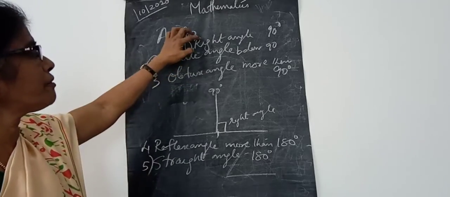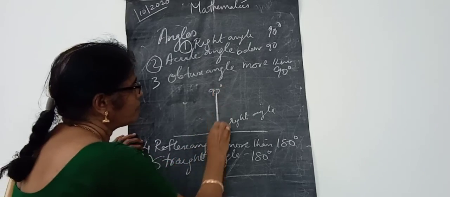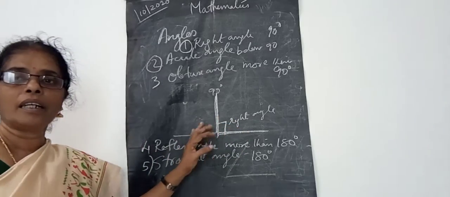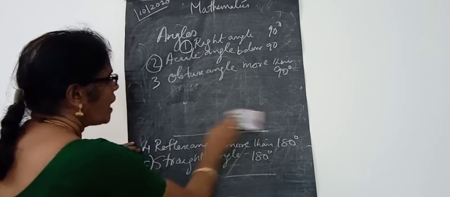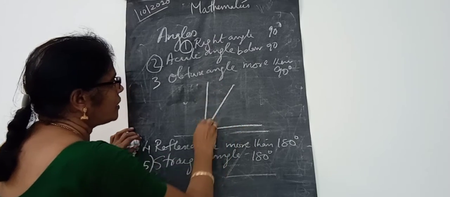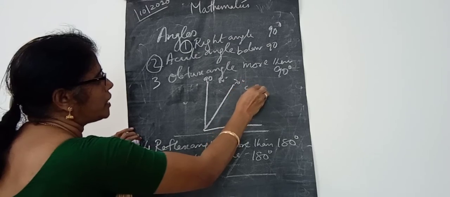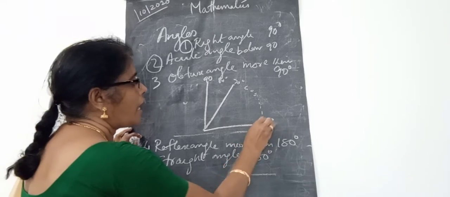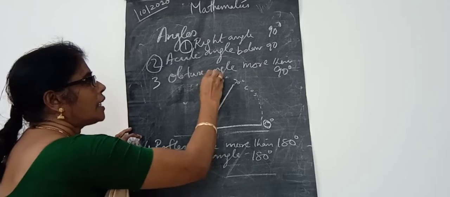The first one is the right angle, that is a 90-degree angle. Look here, this one is the 90-degree angle, the right angle. And acute angle means below 90 degrees. Here 90 degrees, and here 80 degrees, 70, 60, 50, and here 0 degrees. This one is the 0 degree angle. Here 10, 20, 30, 40, 50, 60, 70, 80, and that is the 90 degree angle.